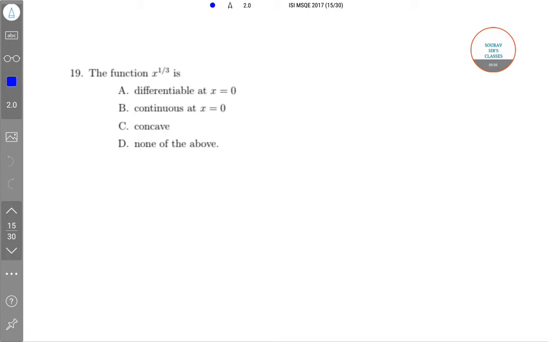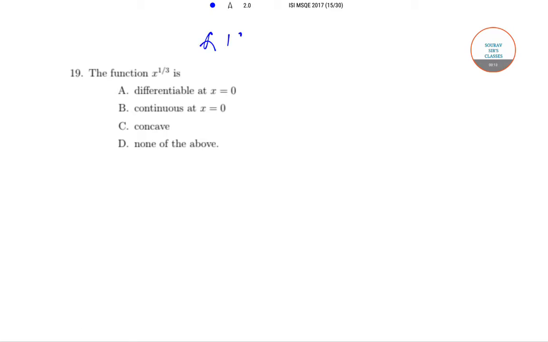Today we'll be solving the ISI MSQE question paper of year 2017. Today we'll be solving question number 19 and question number 20 from the paper. So let's begin with question number 19.